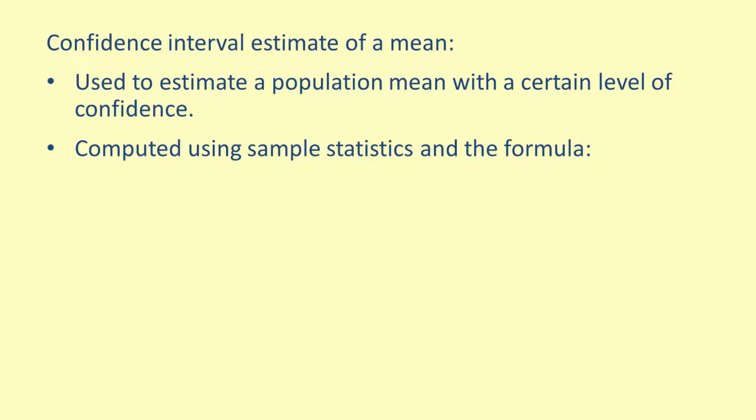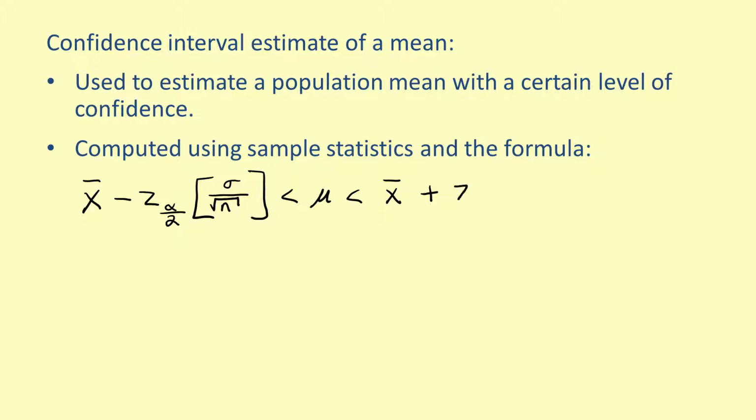The interval is computed using the formula x bar minus z sub alpha over 2 times sigma over square root of n is less than mu is less than x bar plus z sub alpha over 2 times sigma over square root of n.